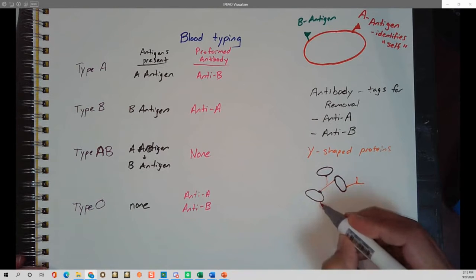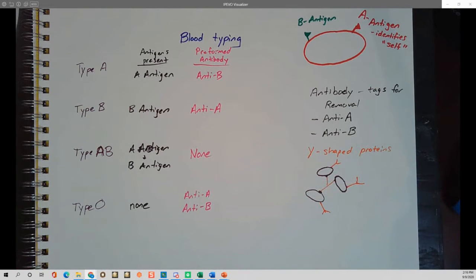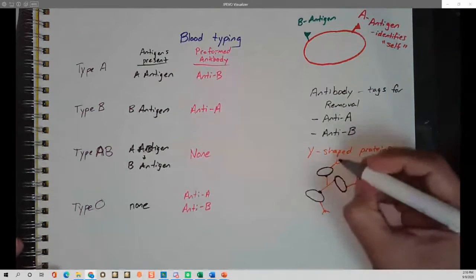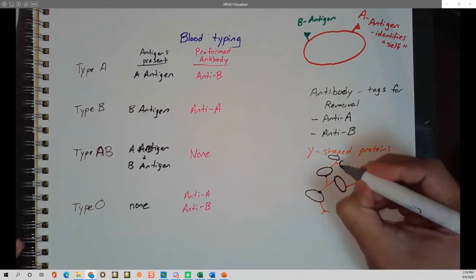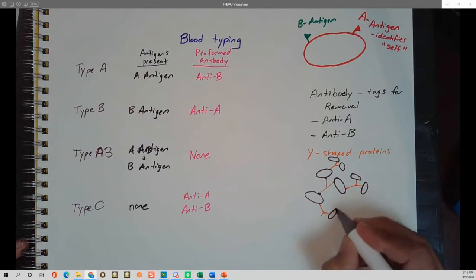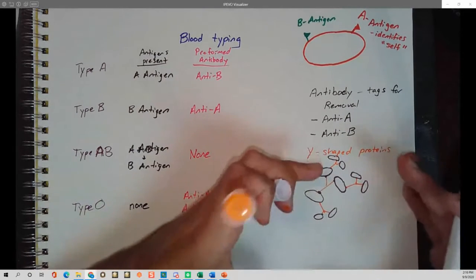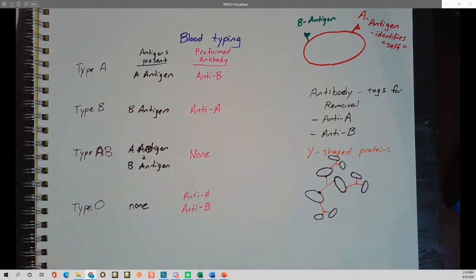This cell here got tagged with another antibody. Uh-oh. Now we're going to start to create this big, huge, sticky mess of cells, right? And then these are going to have antibodies, and they just keep getting bigger and bigger and bigger. Okay, this clumping of cells is called agglutination.